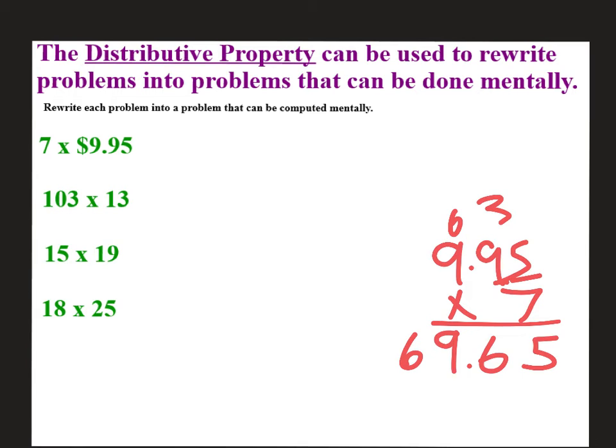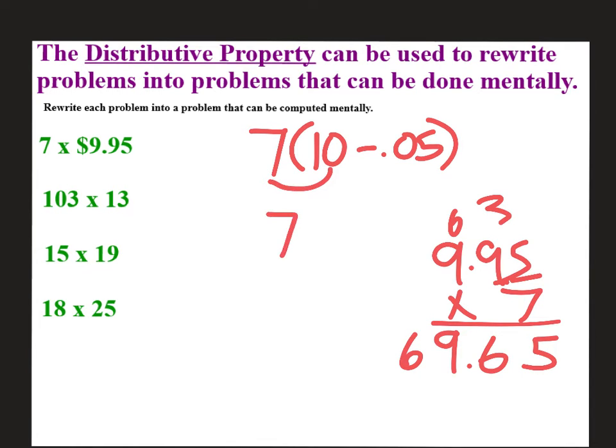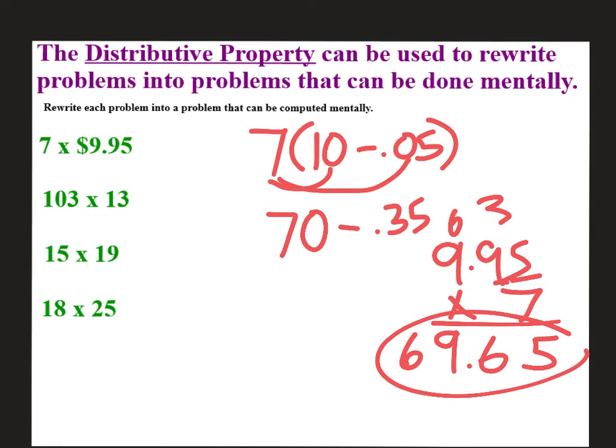$69.65. Okay? We could rewrite this in a way, and eventually you won't have to write it down on paper if you practice it. I could rewrite that $9.95 as a $10 bill minus a nickel. Isn't that still worth $9.95? And if I had 7 of those, I could think about it as 7 $10 bills, which would be $70 minus 35 cents, right? And if I can do that in my head, $70 minus 35 cents is going to be $69.65. And we didn't have to do the ugly algorithm because we learned how to break that into an easier way to see it mentally.